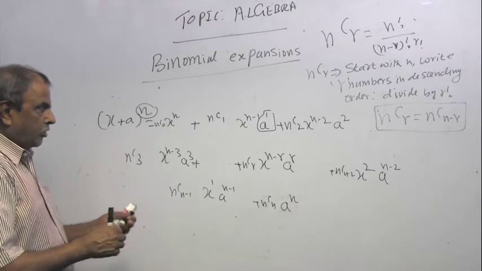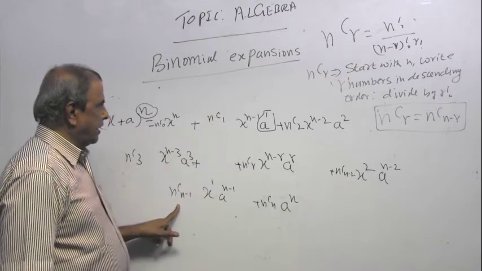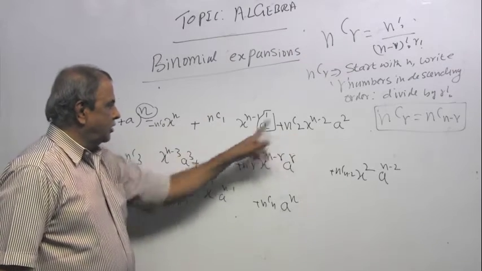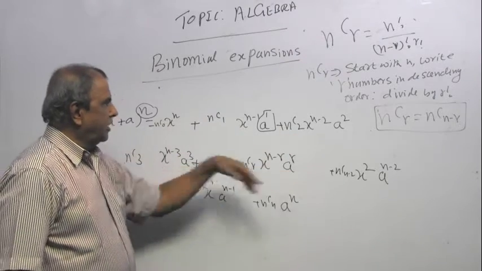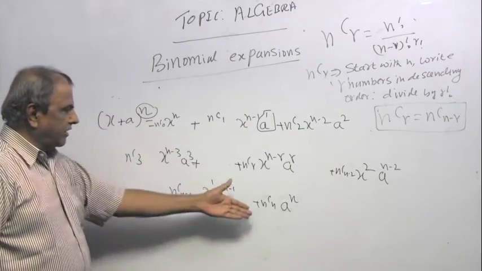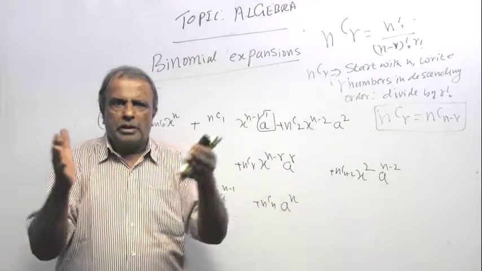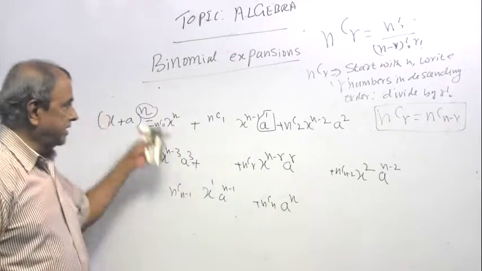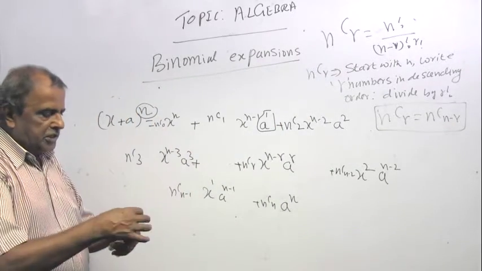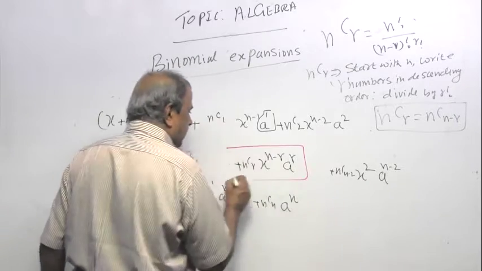Now, I had also taught you nC1 equals nC(n minus 1), nC2 is nC(n minus 2), nC3 is nC(n minus 3), and nC0 is nCn. In other words, we have deduced so many properties of a binomial expansion. This is the general binomial expansion. And please remember, this is the most important term.